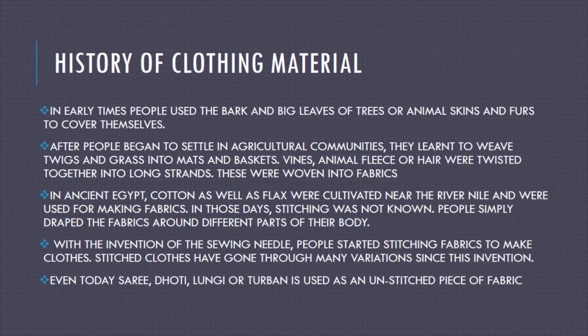History of clothing material. In early times, people used the bark and big leaves of trees and animal skins to cover themselves. After they settled in agricultural communities, they learned how to weave twigs and grass into mats and baskets. Animal fleece or hair were twisted together into long strands and woven into fabrics. In ancient Egypt, cotton as well as flax were cultivated near the Nile River and were used for making fabrics. In those days, stitching was not known. People simply draped the fabrics around different parts of their body.